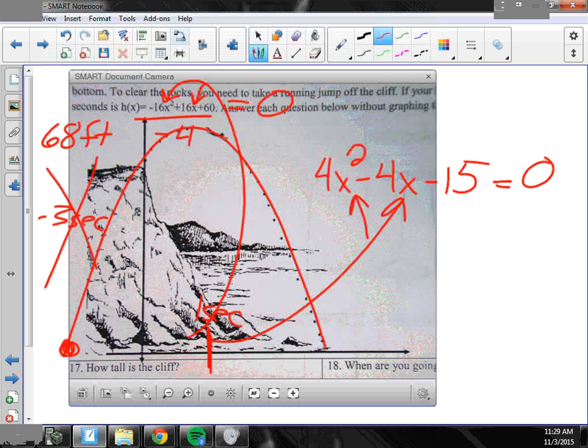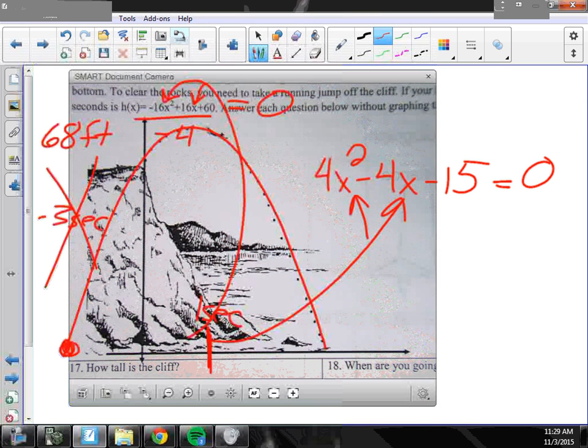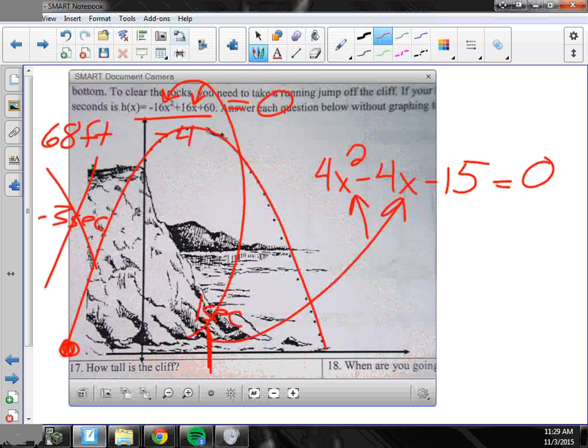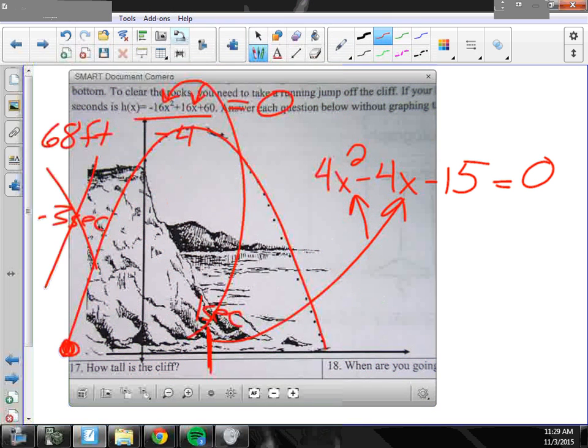Check number 20. How high did you jump? Is the answer 68? If I plug in 1 and I get 68, is 68 the answer? Did you jump 68 feet high? No. You only jumped 8 feet because you already started at 60. So that question is not asking for the maximum. It's asking how far did you jump from the cliff to reach the maximum.